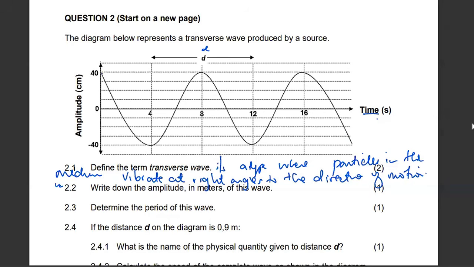And then 2.2, they want us to write down the amplitude in meters of this wave. So we know that the amplitude is just the maximum displacement. So if this is our zero line, the highest point reached is 40 centimeters, which should be changed to meters. So it's going to be 40 divided by 100, which becomes 0.4 meters.